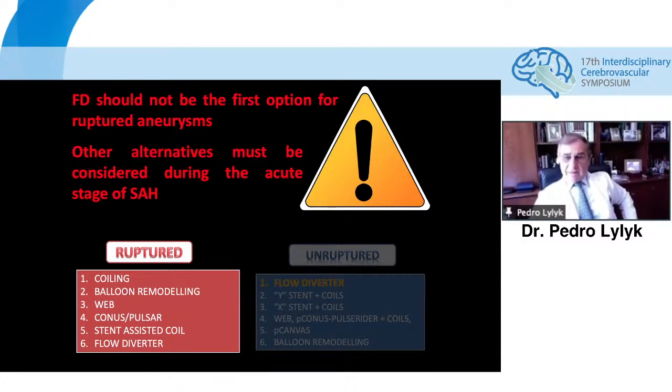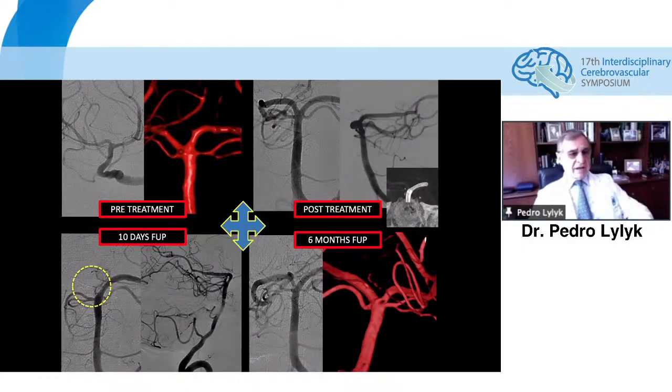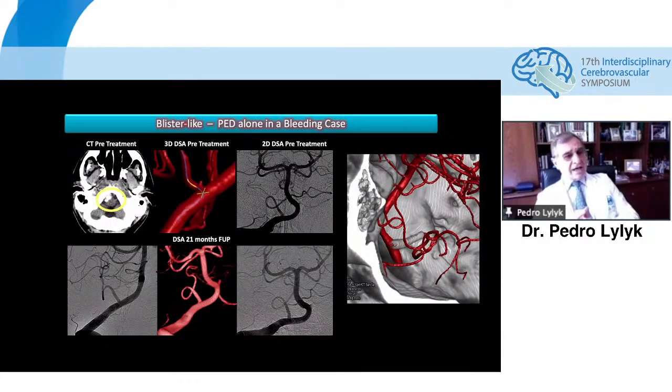You can see there that we ended up crossing with a flow diverter to the left. And this is the 6-month follow-up showing the disappearance of the aneurysm, as you can see in that slide. This is another case that bled and rebled.